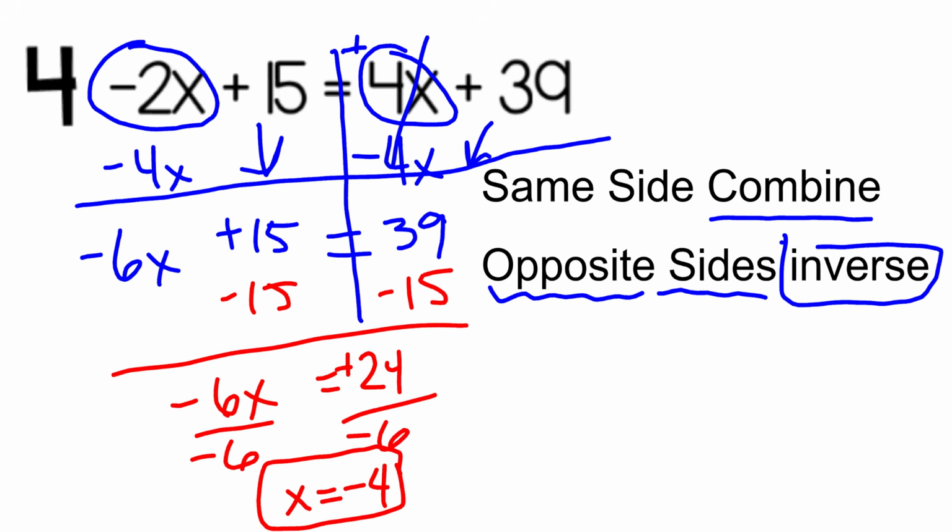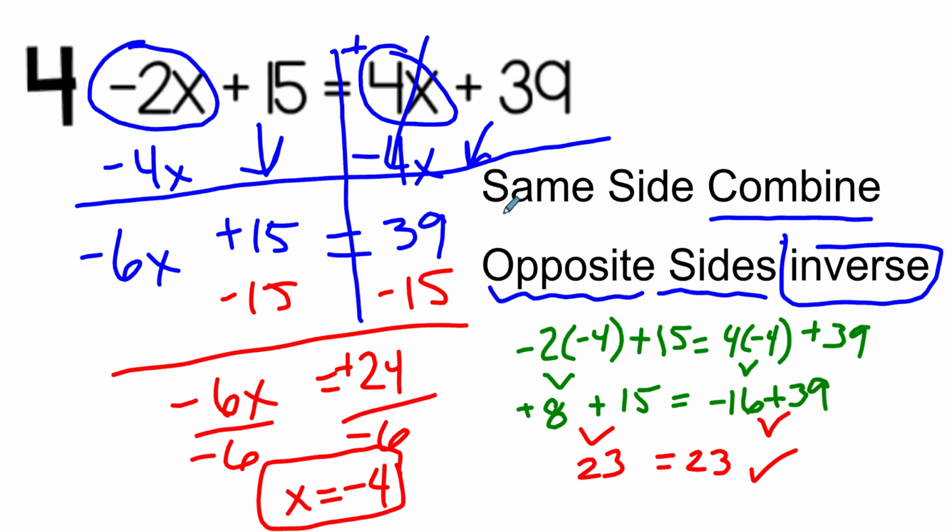Quick check of my work. By plugging in negative 4 everywhere I had an x in the original equation, I solve and I get 23 equals 23, which means I have a true statement and my answer of negative 4 is correct.